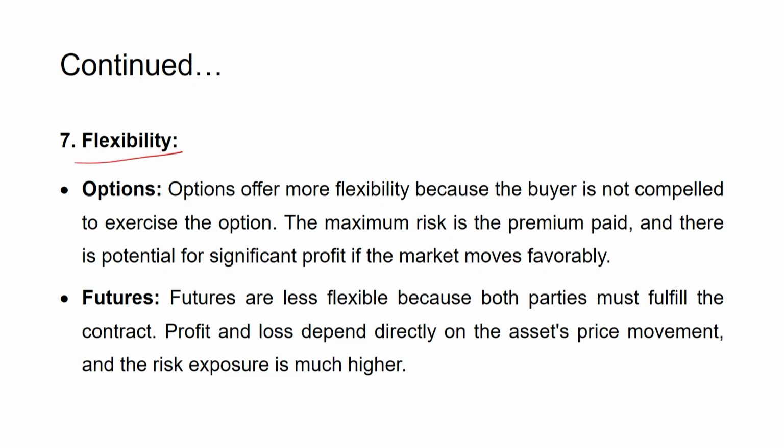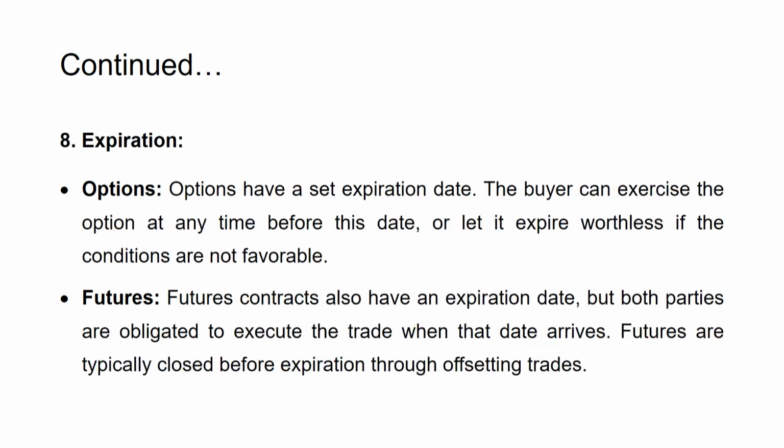The next basis of difference between the option and the future is flexibility. So, options offer more flexibility because the buyer is not compelled to use the right that is provided to them under the contract. So, the maximum risk is only the premium paid in the case of the option. So, it gives you better flexibility to trade in the stock market, whereas futures are less flexible because both the parties must fulfill their rights and their obligations under the contract. So, profit and loss depend directly on the asset price movement under the future derivative contract.